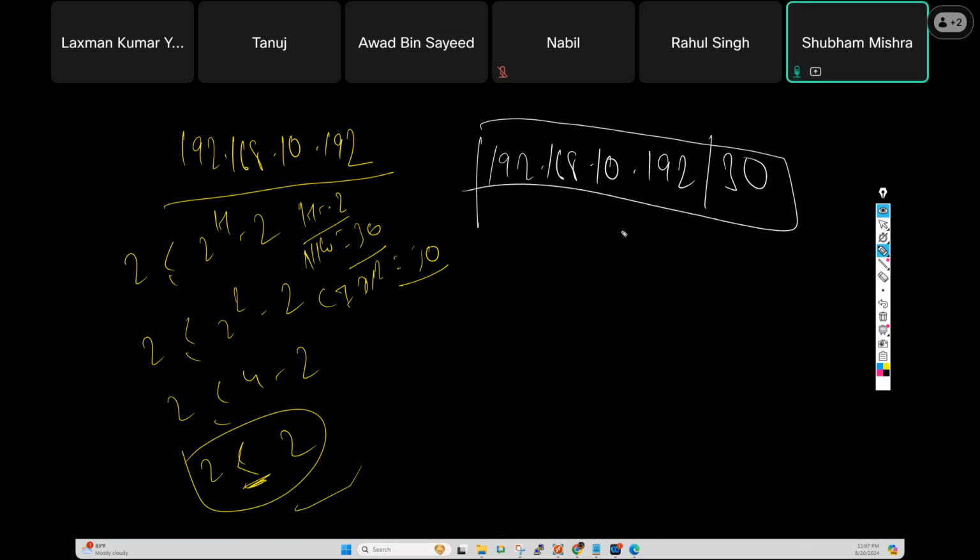Yes or no? Calculate now. What is the subnet mask? 255.255.255.252. You know now, everyone? Yes, sir. Okay. What is the block size? 256 minus 252. How much? 4. So what is the first network ID?